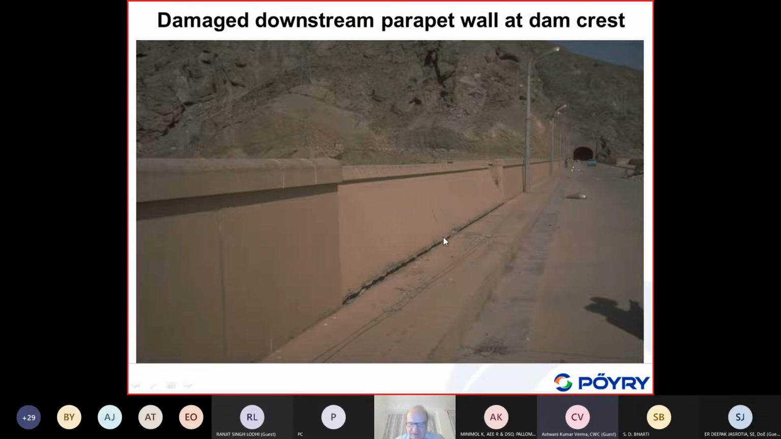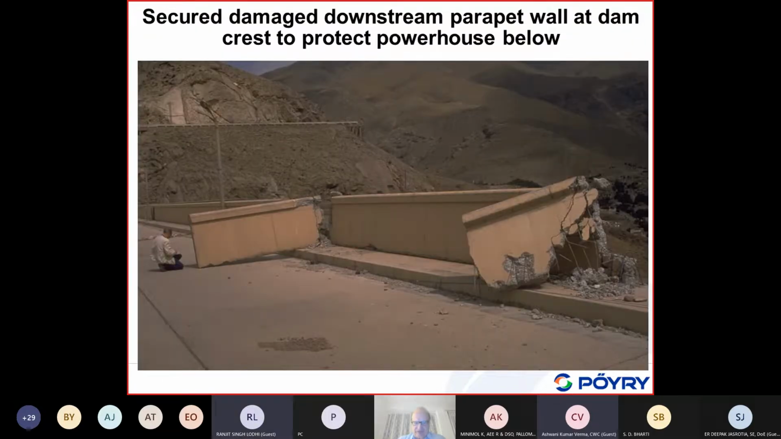As you can see here, the reinforcement was also fractured. So to protect them, just after the earthquake, these deformed parapet walls were moved in on this side, so that they could not fall down, because down was the powerhouse, and if it would fall down, it would damage the roof of the powerhouse. So the parts here, as you can see, were saved. These are walls which people thought could fall down, so they put them back and stabilized them.